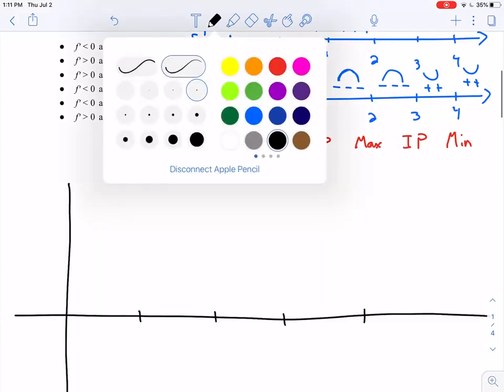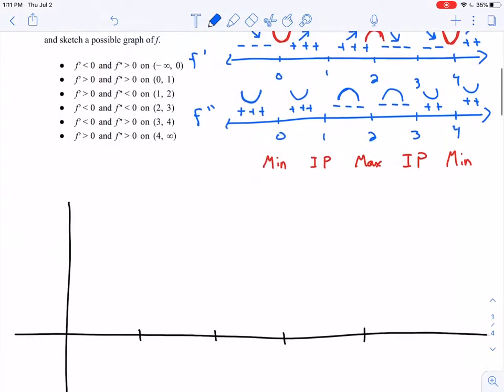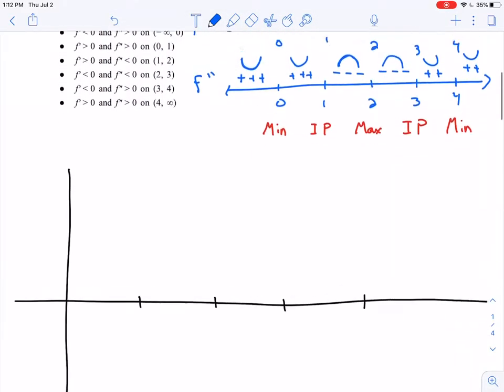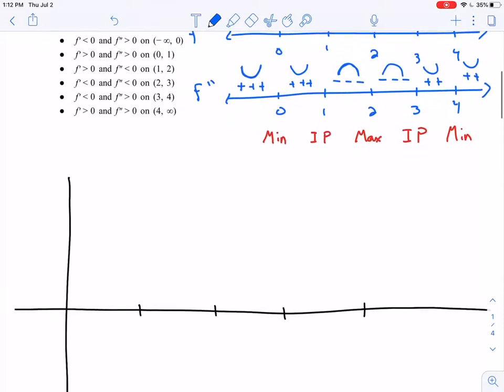So let's see, I'm going to sketch my function in blue. What did we say was happening at 0? I'm actually going to label these points right here. At 0, we said that we had a minimum happening, so let's make a note there. At 1, I have an inflection point. At 2, I have a maximum. At 3, I have an inflection point. And at 4, I have a minimum. This is not something that you're required to do, by the way. I think it's just a helpful tool that you can use.